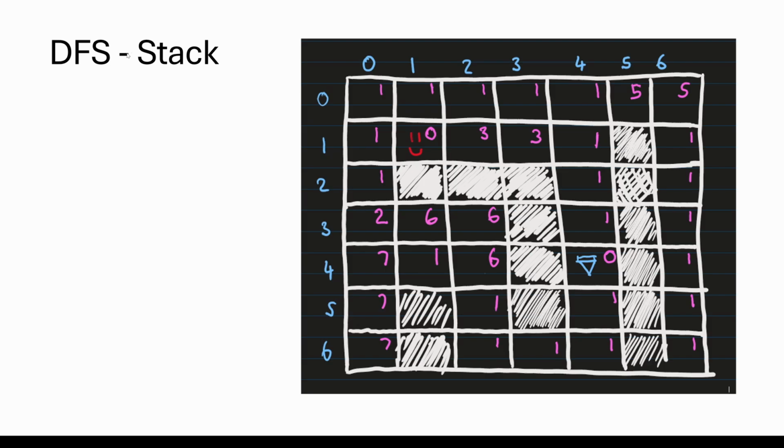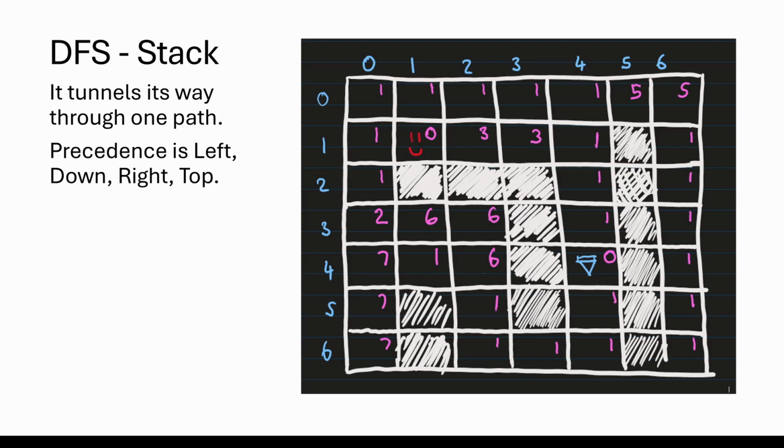You can see here that we're going to start with depth first search, and that it uses a stack data structure behind the scenes. It works by tunneling its way through one path until it reaches the goal state, and if the path it's tunneling through reaches a dead end, then it will backtrack and find the next available path to traverse through. For these examples, the priority of movement is going to be left, down, right, top. It could be anything, but I just chose this priority here.